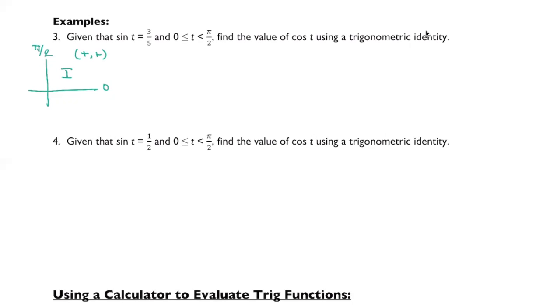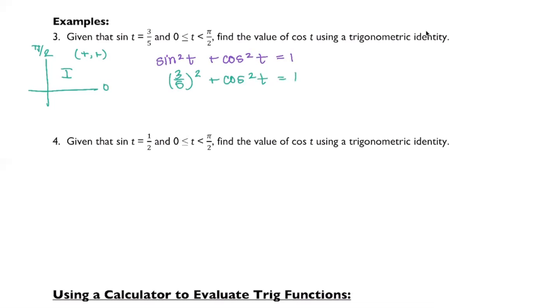Okay, so given that the sine of t is 3/5, we want to find the value of cosine of t. I need a rule that relates both sine and cosine. Now, the quotient rule might do that, but we don't know cosine and we don't know tangent, so that's not helpful. So we're going to have to use the Pythagorean identity to do that. We know that sine squared of t plus cosine squared of t is equal to 1. And so we will take the sine of t, which is 3/5, and square it, plus cosine squared of t, that we don't know, is equal to 1.